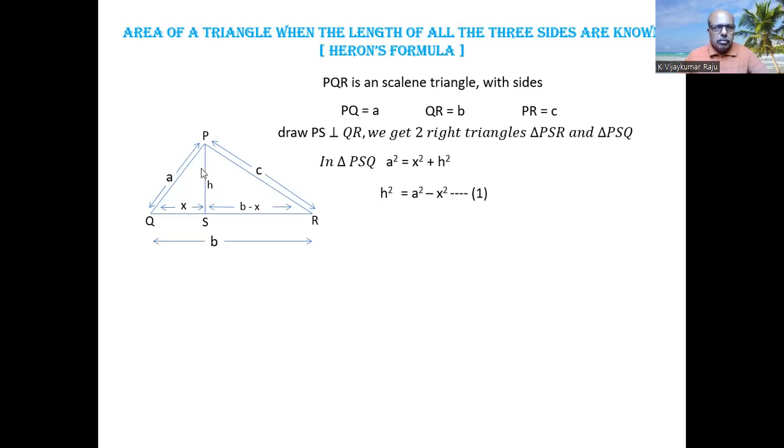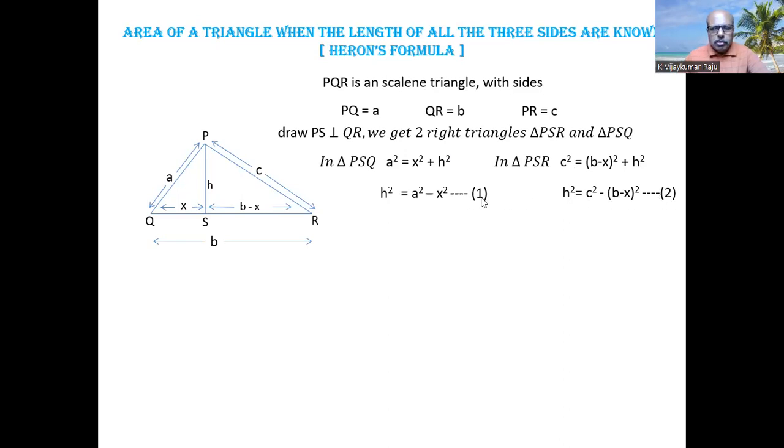This is the first equation from this side. Now let us consider this side triangle. Now when you consider this triangle, here this is the hypotenuse. C square is equal to (B minus X) whole square plus H square. Again we take this one this side, it becomes H square is equal to C square minus (B minus X) whole square. This is the second equation.